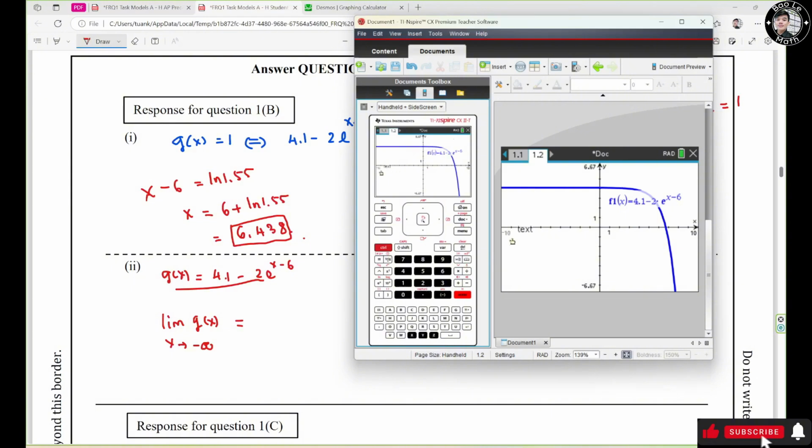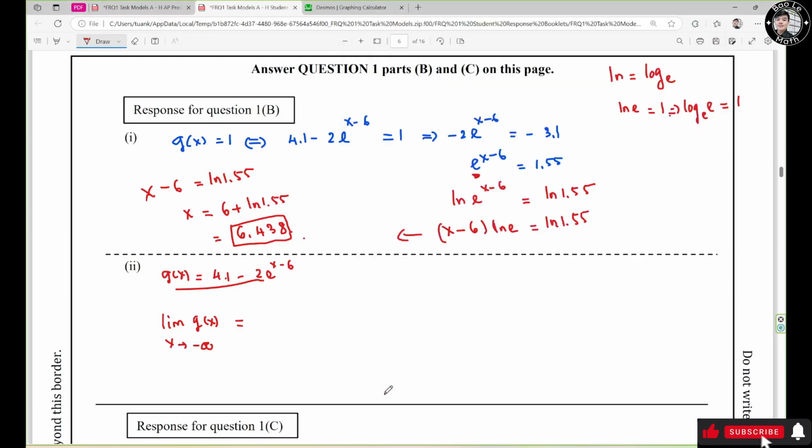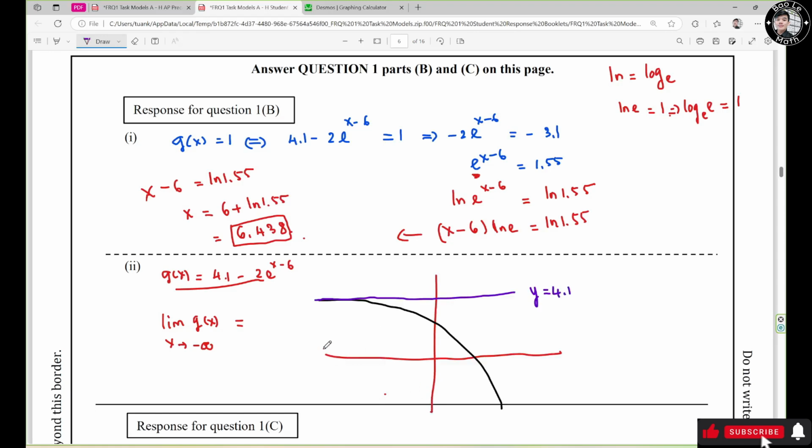Now when s approaches negative infinity, which means the function approaches 4.1, right? If we graph it right here, it's going to be like this. So when s approaches negative infinity, which means s goes to the left, the function goes up until 4.1, right? It's getting closer to 4.1. So this equals 4.1.